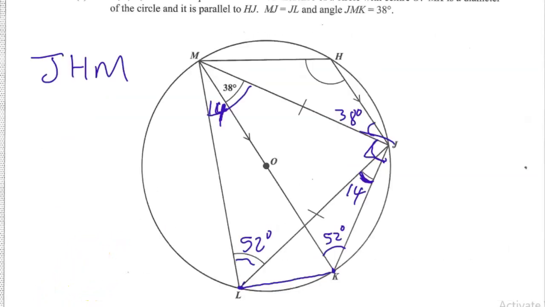The next angle we're asked to find was angle JHM. Going back up to the diagram, JHM, that's this angle. And this angle should be fairly straightforward. Notice we have a cyclic quadrilateral there. So we have a quadrilateral.